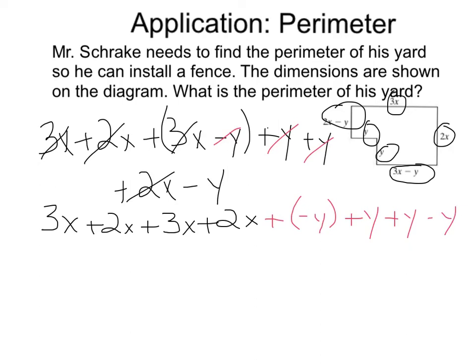Alright, so if I combine these, 3x plus 2x plus 3x plus 2x, 3 plus 2 is 5, plus 3 is 8, plus 2 more is 10. So we have 10x, then plus negative y plus y minus y. So if we look at these, our minus and our plus are going to cancel out, and our minus and our plus are going to cancel out. So the perimeter is 10x, because all those y's cancel each other out.